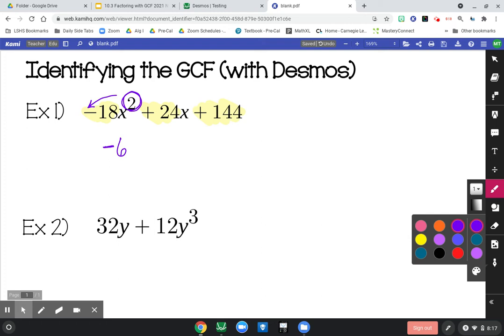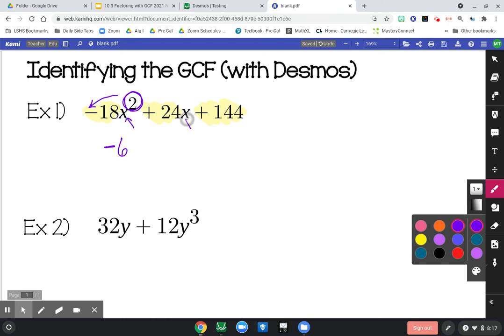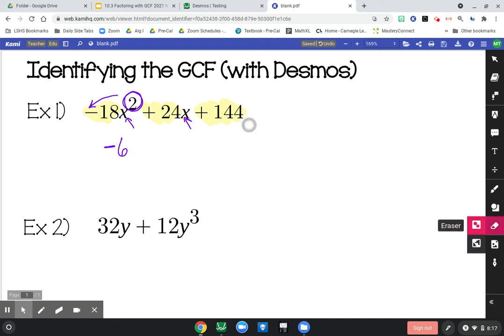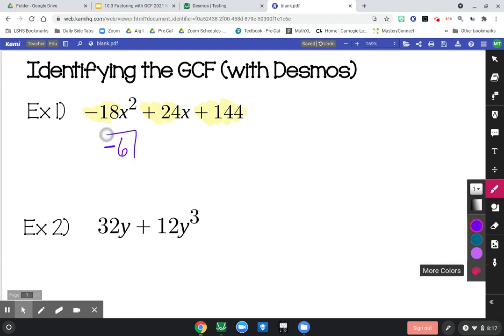The other thing that you would look for is a variable that's in common. So you see an X in the first term right here. You see an X in the second term, but no X in the third term. So we're good. We don't need to do anything else. Our GCF here is negative 6. That is going to be what we're going to end up factoring out in the next video.